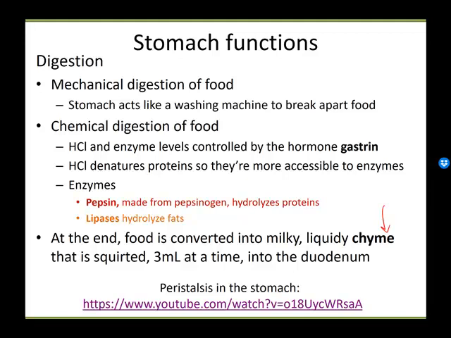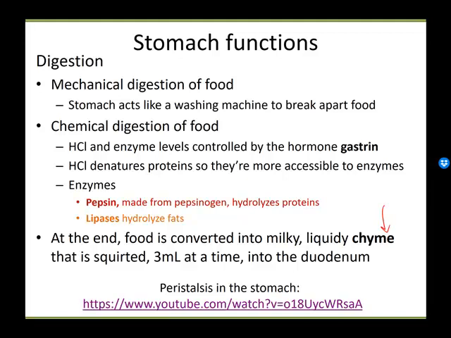Hydrochloric acid is going to do a couple different things. It's going to, as I said before, kill any pathogens, and it's going to help to denature proteins, to unravel proteins so it's easier for your enzymes to access them and break them apart. And what enzymes do we have that break proteins apart? Well, pepsin. So pepsin, as I said before, is pretty much an all-purpose protein hydrolysis enzyme. Lipases, on the other hand, their secretion is also triggered by gastrin, but they hydrolyze fat instead.